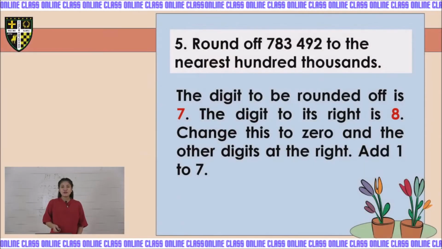So let us check. The digit to be rounded off is 7. The digit to its right is 8. Change this to 0 and the other digits at the right. Add 1 to 7. So our answer will be 800,000.